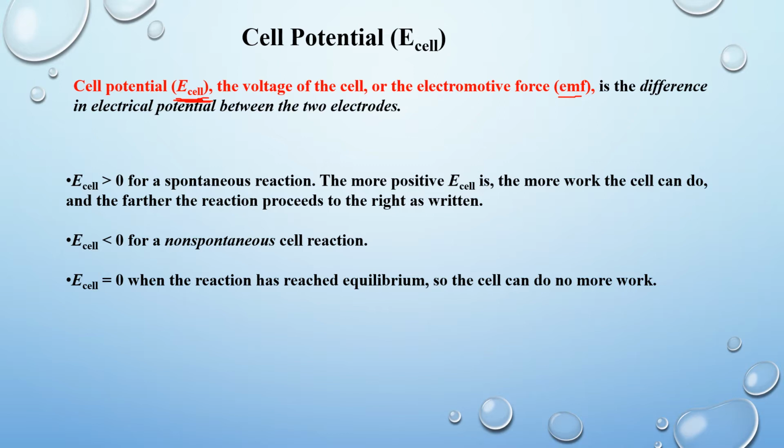When this difference, the cell potential, is greater than 0, there will be a spontaneous reaction, so the electrons will flow spontaneously. The more positive this value is, the more work this electrical energy can do. But if E cell is less than 0, it will be a non-spontaneous cell reaction, and when it is equal to 0, the cell is at equilibrium.